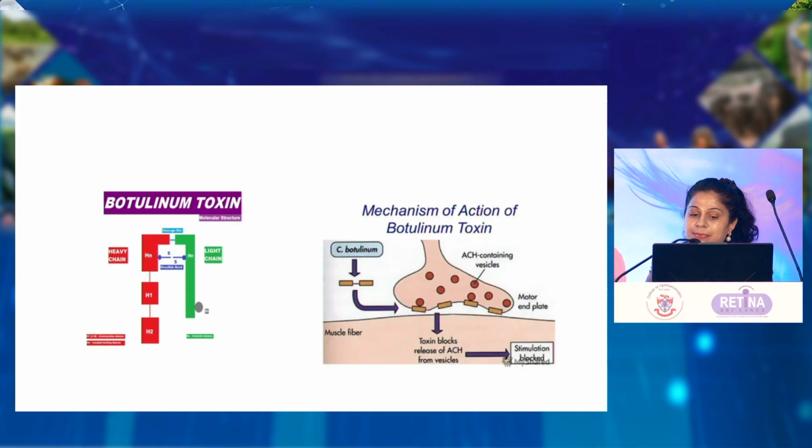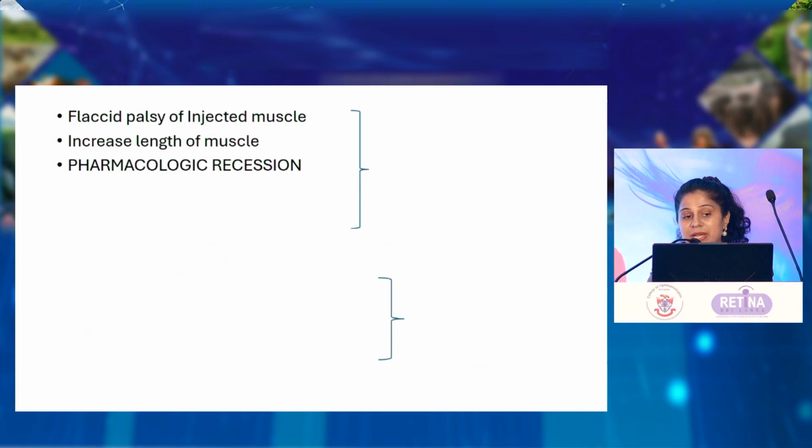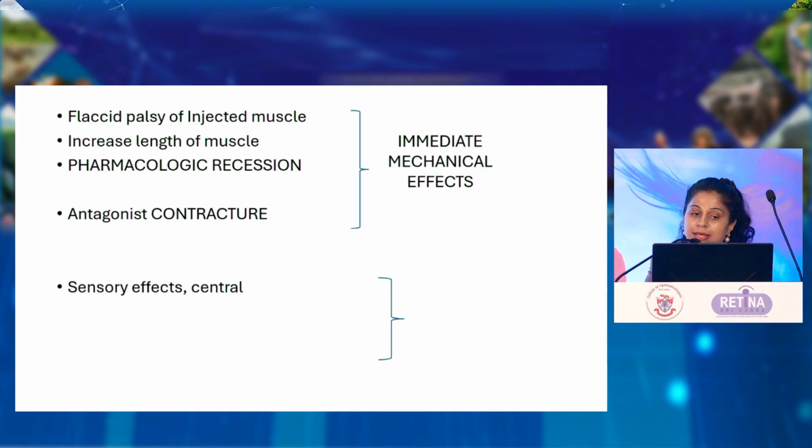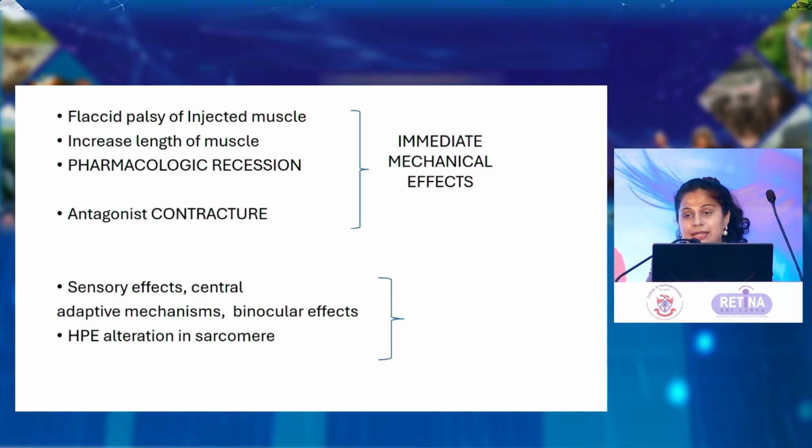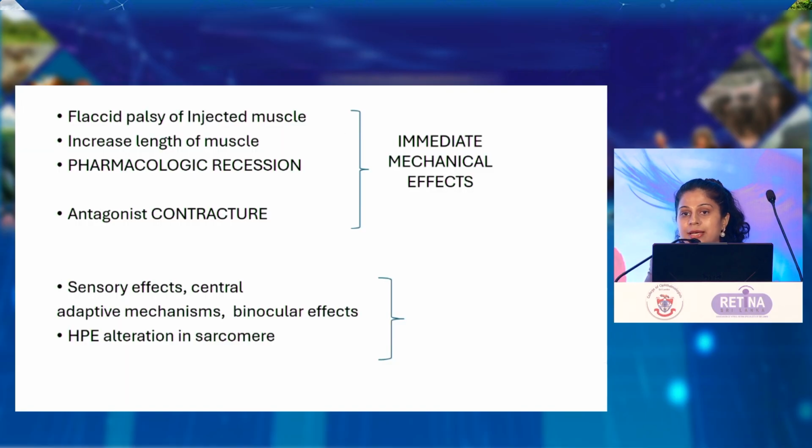So it acts by blocking the release of acetylcholine at the neuromuscular junction. And so immediately it causes a flaccid palsy in the injected muscle and antagonist contracture or overaction. But the effect does stay for a prolonged period of time. And how does it happen? That is because of our sensory effect and binocular effect inducing fusion, which helps in maintaining orthotropia at a later date.